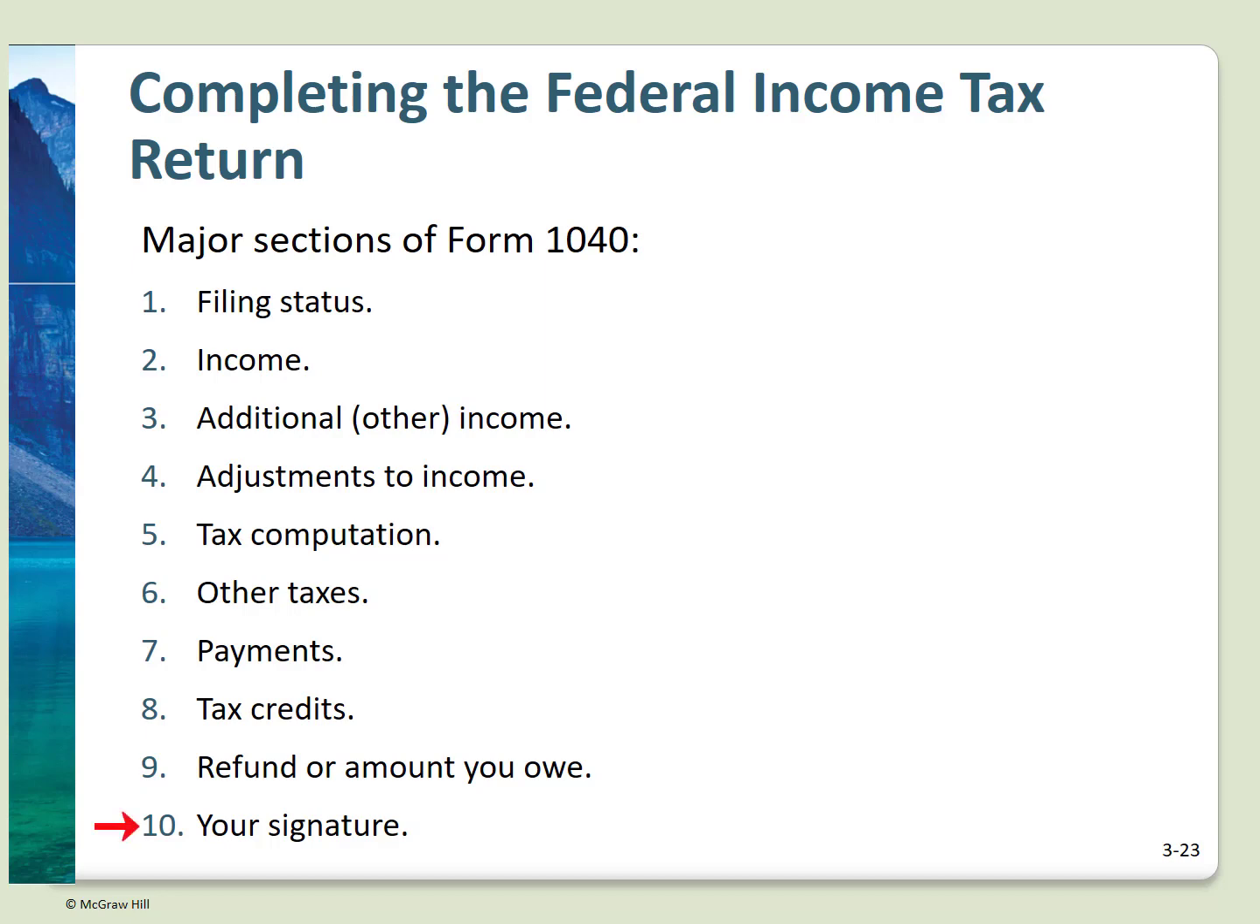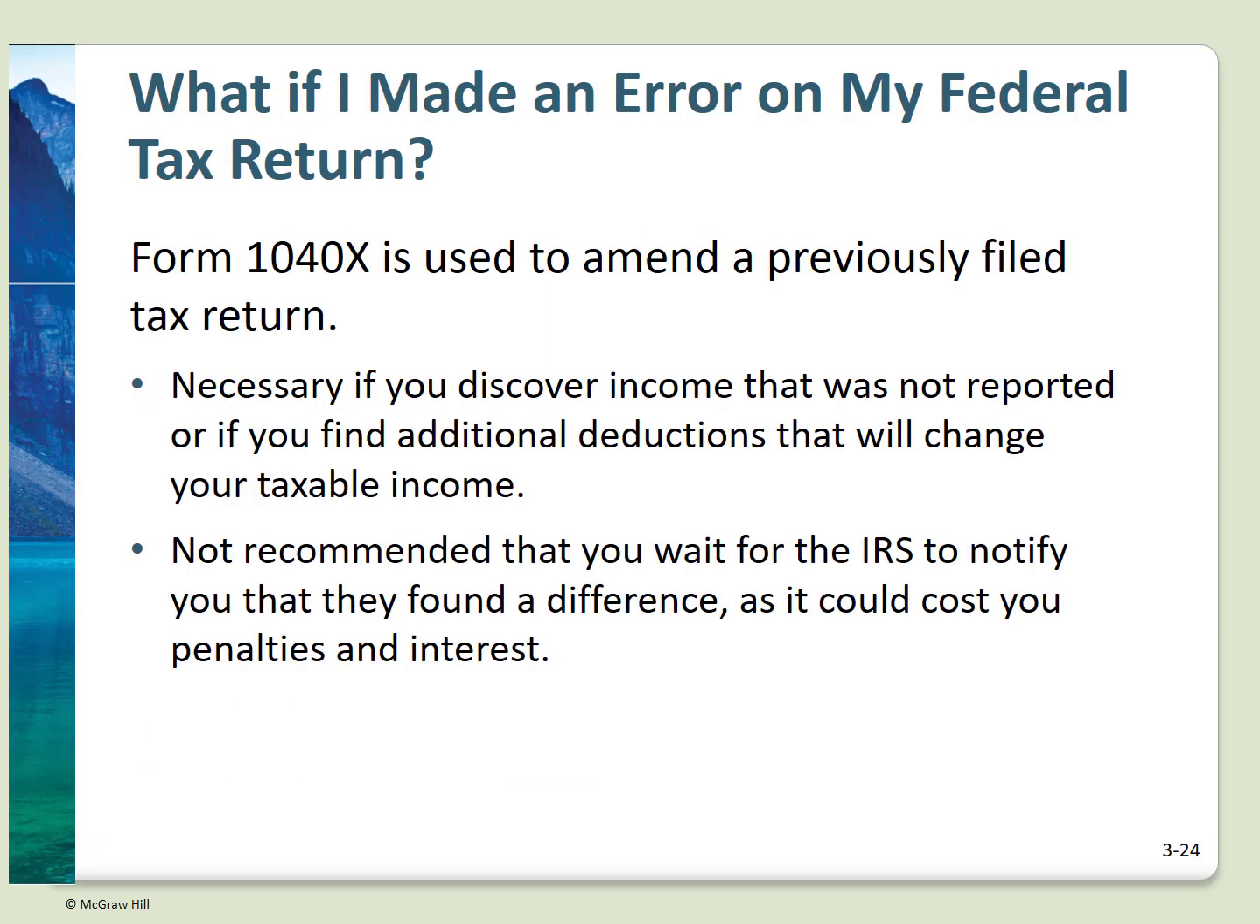The most common mistake is failure to sign your return. Electronic returns are digitally signed. If you find after you filed that you made a mistake, you can file a 1040X to correct it. Better to do this before the IRS contacts you, especially if it involves unreported income.